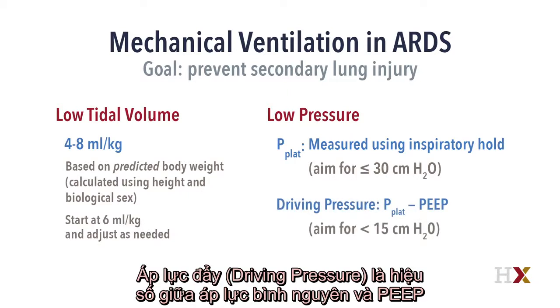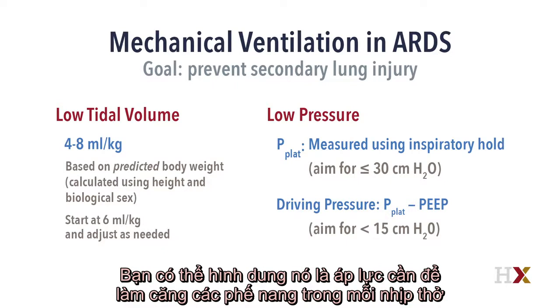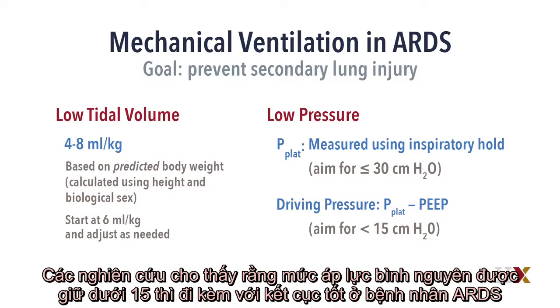The driving pressure is the difference between the plateau pressure and the PEEP. You can think about it as the pressure that it takes to distend the alveoli for each breath. Studies have shown that keeping the driving pressure less than 15 is associated with better outcomes in patients with ARDS.